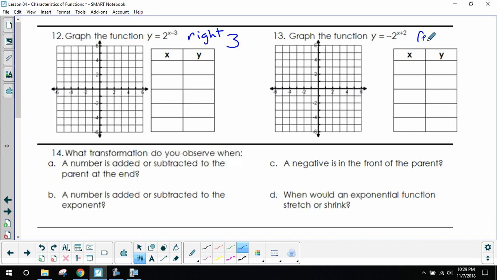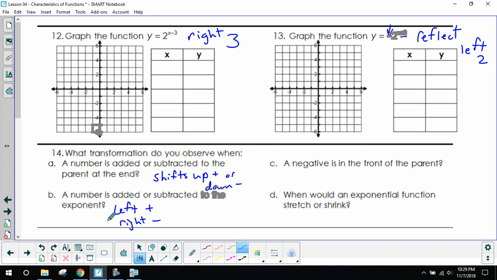Let's fill in this 14 real quick. A number added or subtracted to the parent, that controls shifts up when it's positive or down when it's negative. A number added or subtracted to the exponent shifts left when it's positive, right when it's negative. Again, these are shifts. A negative in front of the parent function, that's reflection.